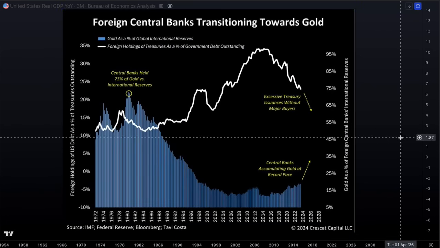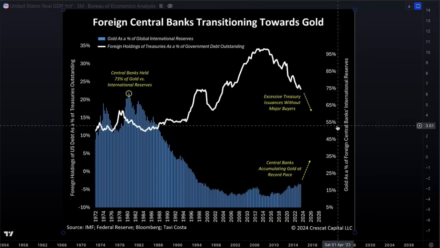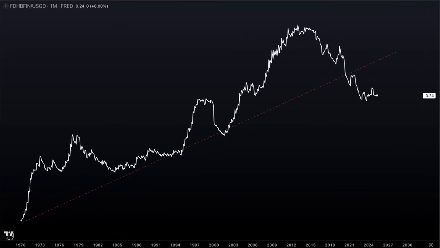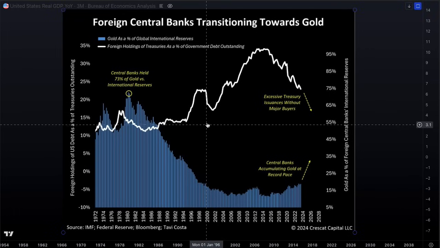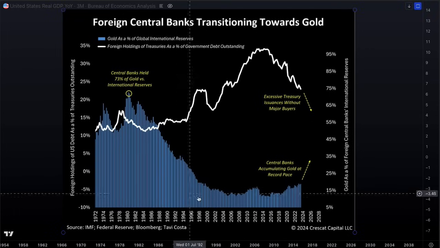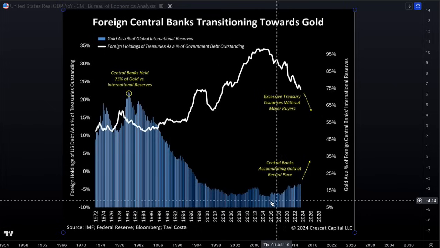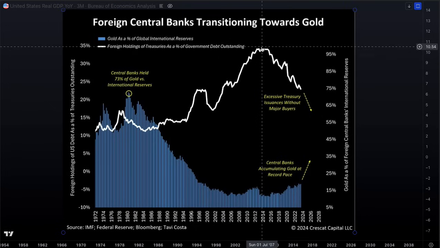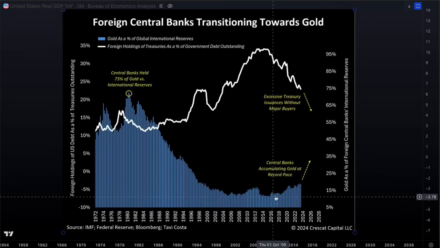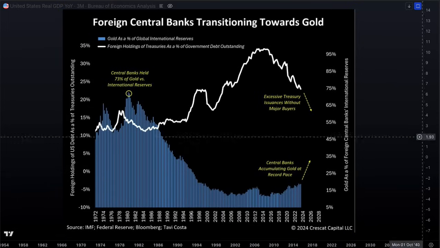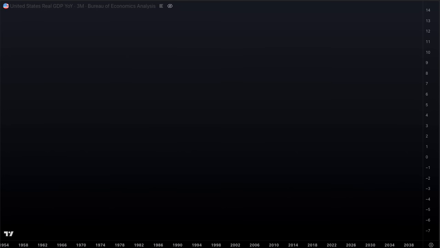So here is a chart by Tavi Costa. He's a really great follow. I appreciate his work, but it's the same chart we were looking at before with the debt held by foreigners as a share of total debt. We see that in white, and then in blue we see gold, the share that gold is making up in these total FX reserves. And we can see that just at the same time that the total treasury holdings peaked, gold started to increase as a share of total savings, total FX reserves.